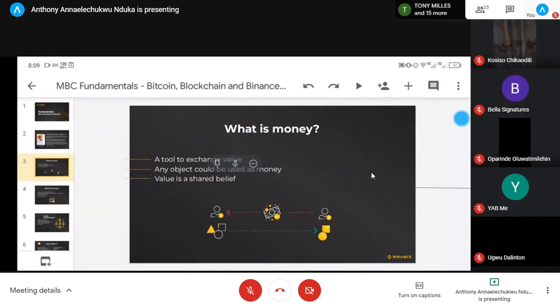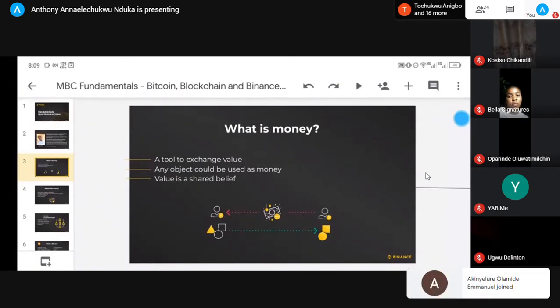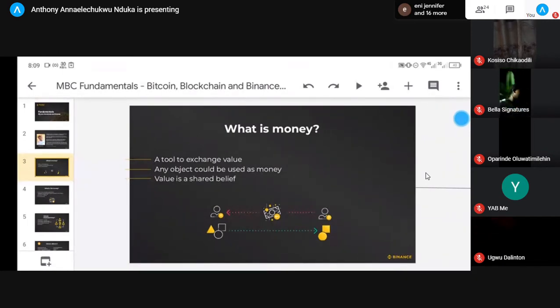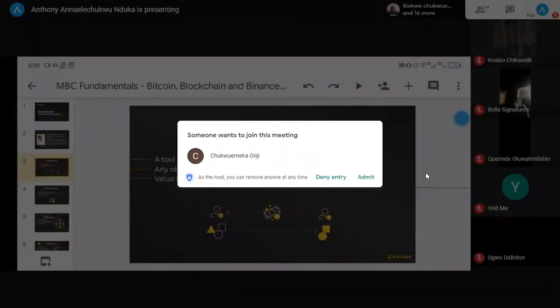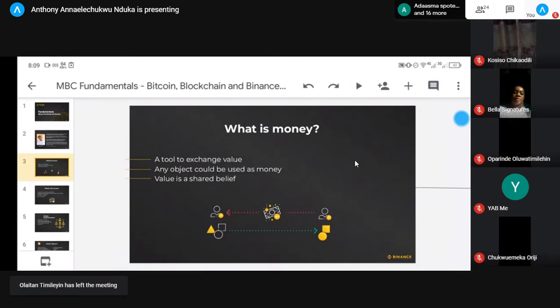So any object could be used as money. When you talk about this shared belief, any object, if we decide to make use of stones, as I gave an example, to exchange stuff for ourselves, then we begin to make use of stones. Just like in those days when gold was used, it's because people agreed to make use of gold. Those days when what was it called?